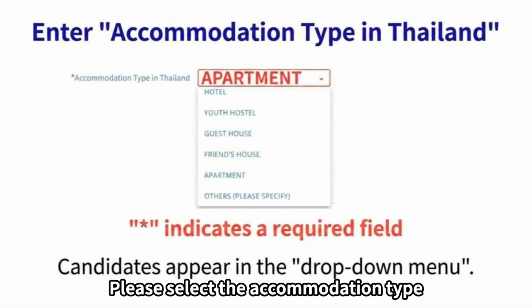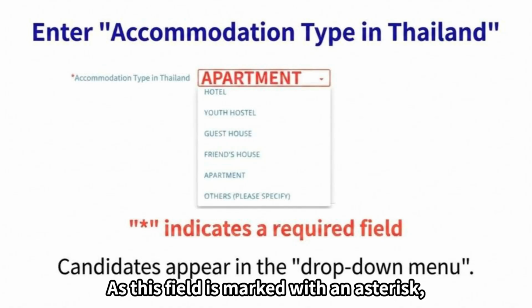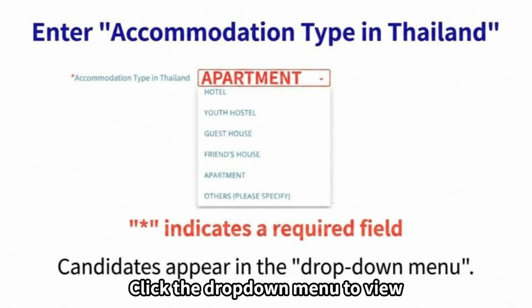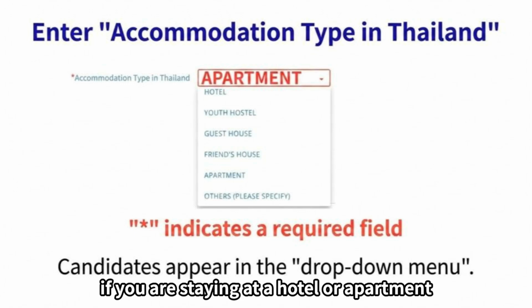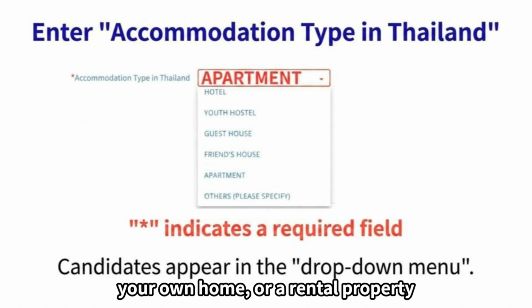Please select the accommodation type that best matches your stay. As this field is marked with an asterisk, it is a required item. Click the drop-down menu to view the available options. Select Hotel if you are staying at a hotel, or Apartment if you are staying in an apartment, your own home, or a rental property.